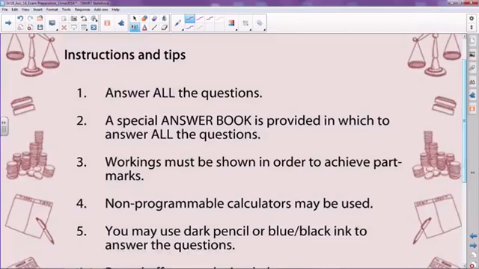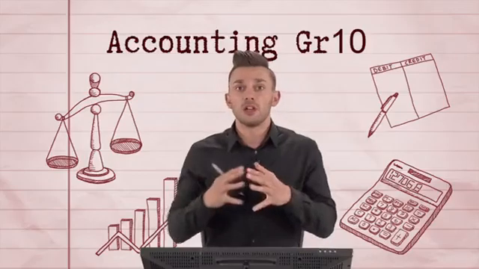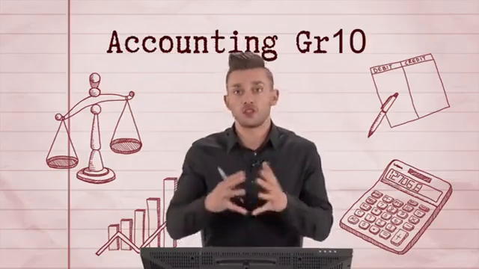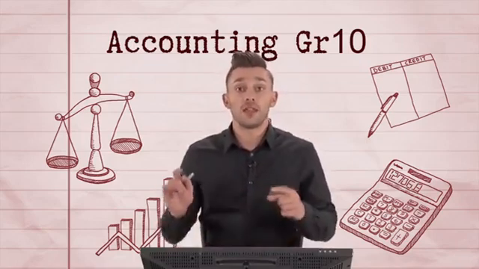Now, a very important one, number 2. A special answer book will be provided in which you need to answer all the questions. Remember, this answer book will be supplied with your question paper, and you'll see there are nice blocks, and the journals and all the ledgers will be there. So you don't need to draw anything, they will give it to you.